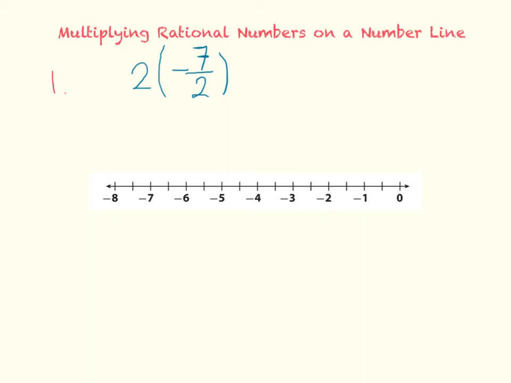Multiplying rational numbers on a number line. Okay, so now we have this problem, 2 times negative 7 halves. So in order to show the operation on the number line, we need to find where 7 halves is.